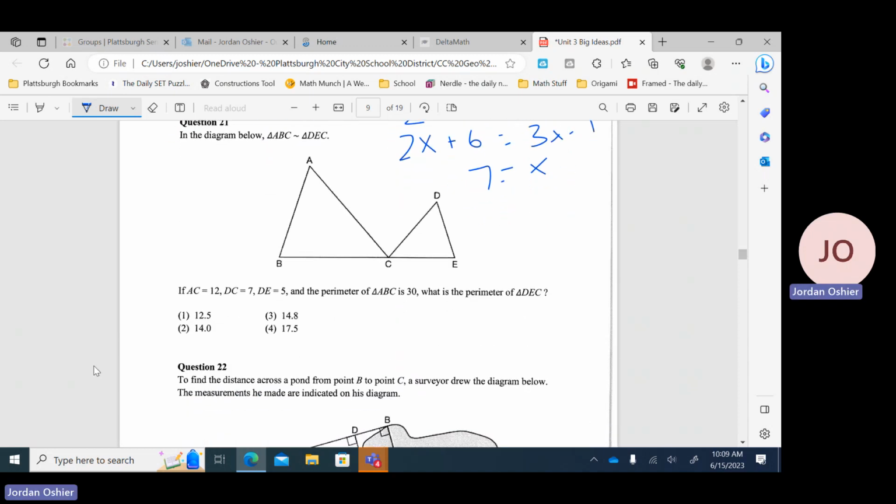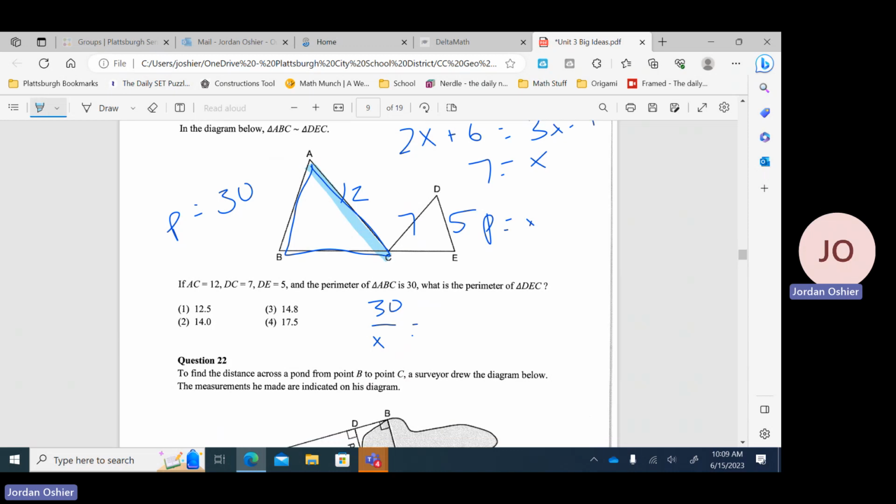And the next question, again, we're given similar triangles. AC is 12, DC is 7, DE is 5, and the perimeter of this triangle is 30. They want the perimeter of this triangle. Perimeters are also in proportion to sides, so we can set up the perimeter in the proportion. So I now need to figure out what 12 corresponds to. So 12 is AC, which are the first and the last letter. DC is the first and the last letter. So now I know that it's 12 and 7 that fit my proportion there.